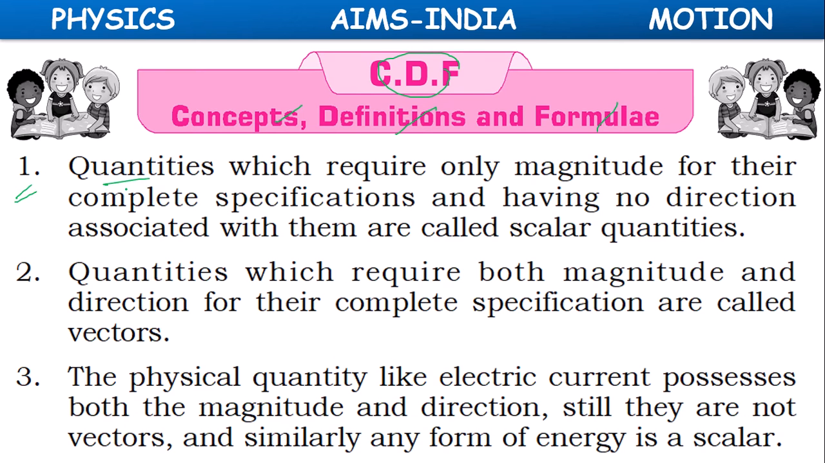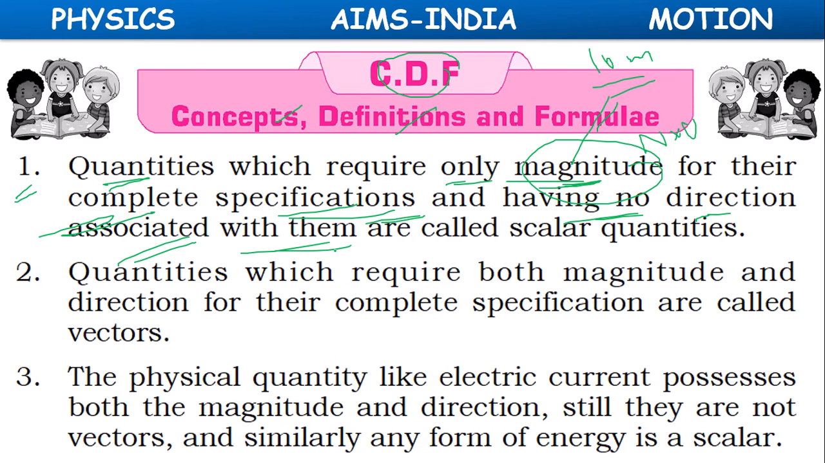First point, the quantities which require only magnitude, meaning only value. Magnitude, like 10 meter, is the product of numerical value and standard unit, without direction. The quantities which require only magnitude for their complete description and have no direction associated with them are called scalar quantities.